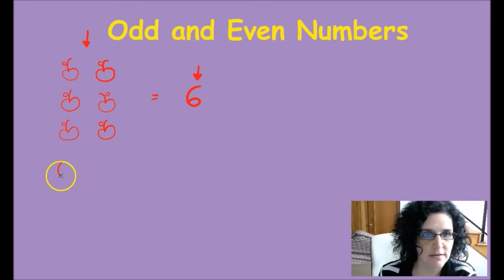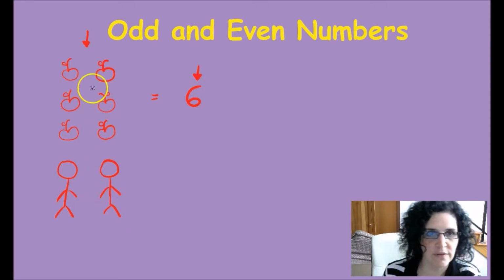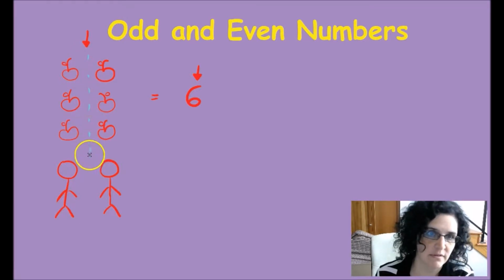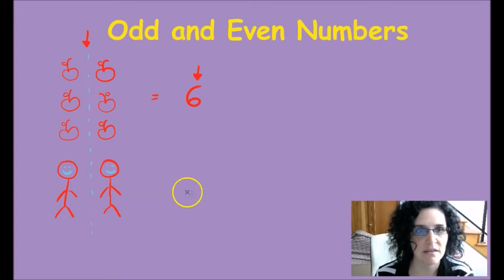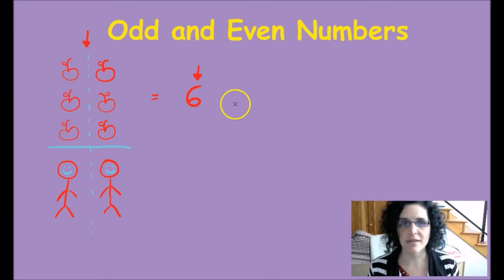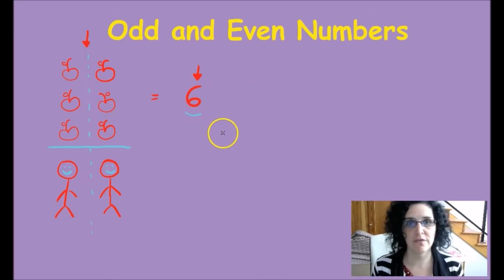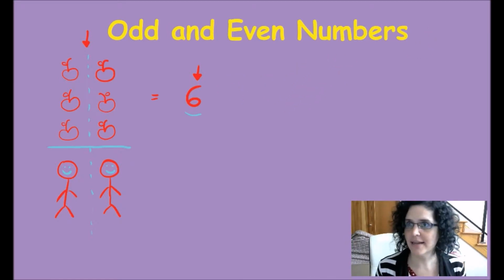If you had 2 friends who were really hungry, you could give each one of these friends exactly 3 apples. So both friends would be happy, equally happy, because you were able to divide this by 2. Perfectly even. That is what an even number is all about. An even number is when you are able to divide a number exactly by 2 and everybody is happy in the end. Now let's take a look at another number.